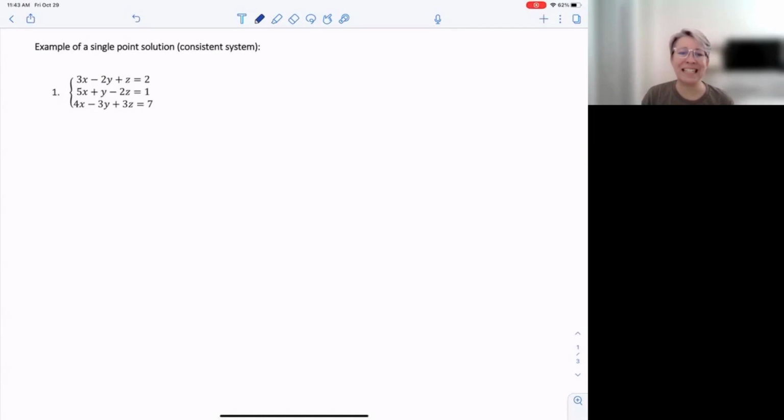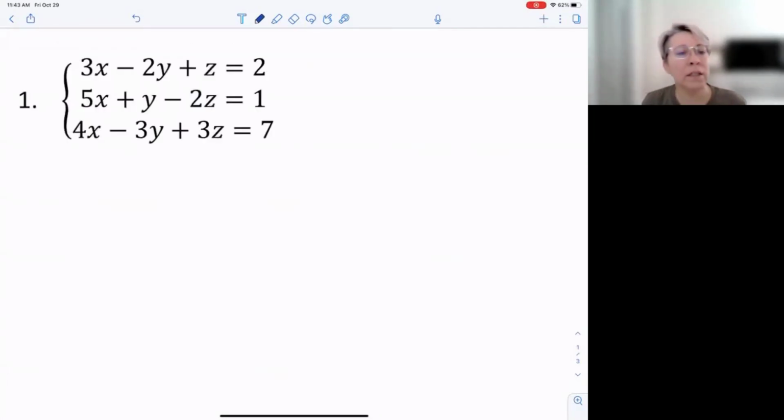This is what we call a consistent system. In equation 1, we have 3x minus 2y plus z equals 2. Let's call that equation A. Then 5x plus y minus 2z equals 1. Call that equation B. And 4x minus 3y plus 3z equals 7. We'll call that equation C.